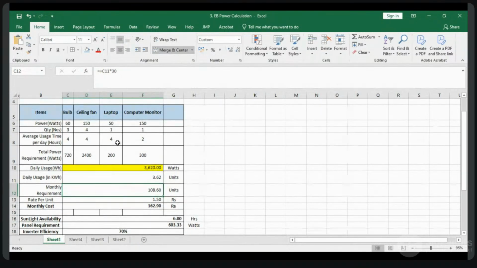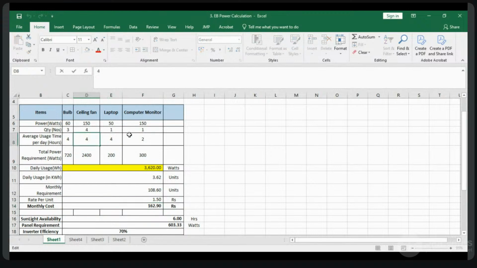Before we design the solar, we need to know the load requirement. So our monthly load requirement is 108 units. Suppose the rate is 1.5 rupees. In Karnataka there is a different tariff, but for our calculation we have taken 1.5 rupees, and the monthly cost will be 162 rupees.